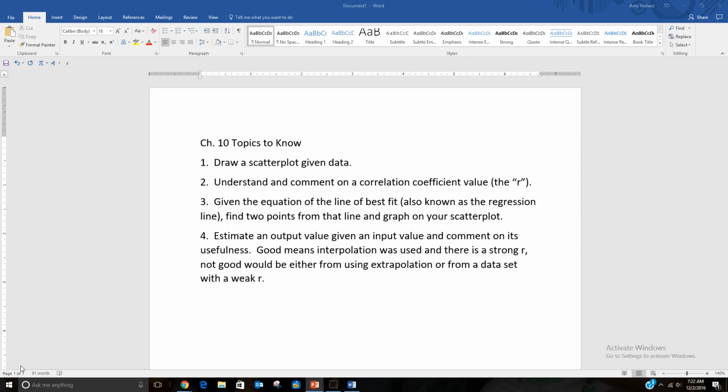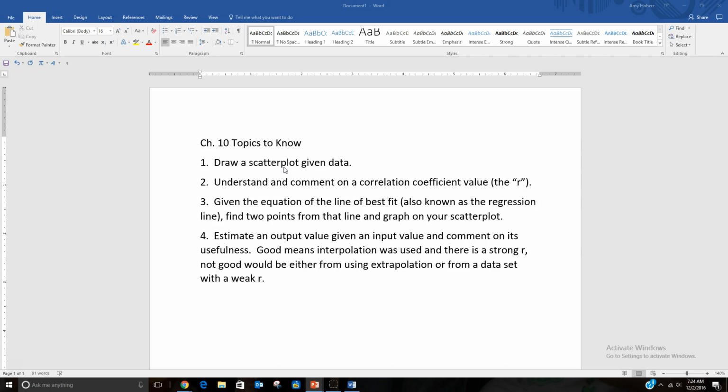I wanted to start with an overview of the topics that you need to know for Chapter 10. I did put this on the board on Tuesday, but just to review and make sure everyone knows. The first thing is to be able to draw a scatter plot given data. So if you're given a set of data with input values and output values, you need to be able to draw a scatter plot. That would include knowing how to mark your x and y values by figuring out what intervals you want to go by on the x-axis and what intervals you want to go on the y-axis, and of course labeling the x and y-axis with what the data is showing.